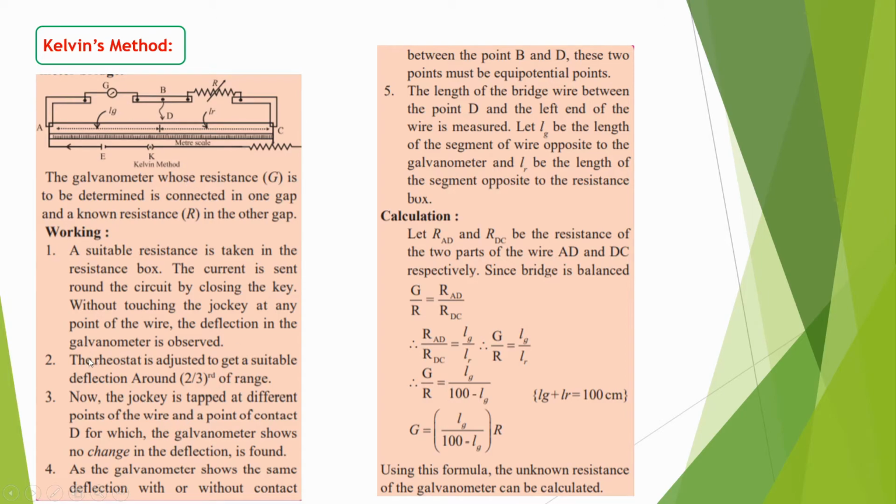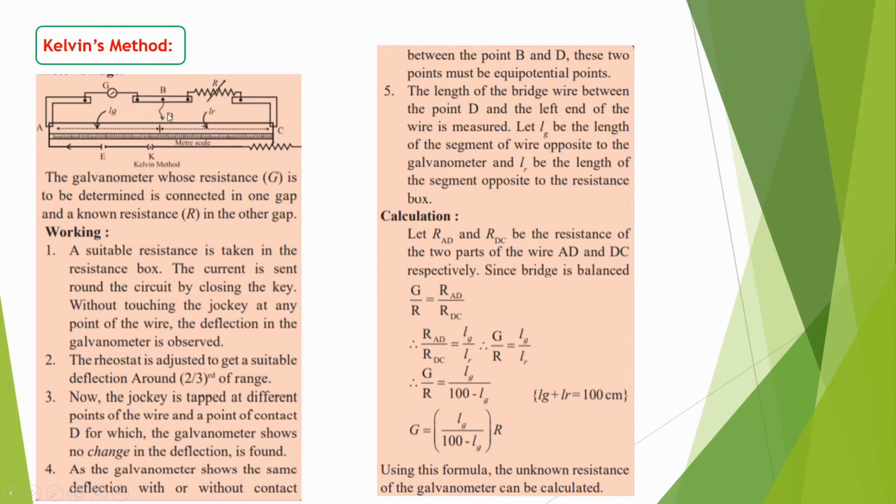The rheostat is adjusted to get a suitable deflection of around 2/3 of the range. So by adjusting the rheostat, we can set the deflection to 2/3 of its range. Then the jockey is tapped at different points of the wire, and a point of contact D is found for which the galvanometer shows no change in deflection.